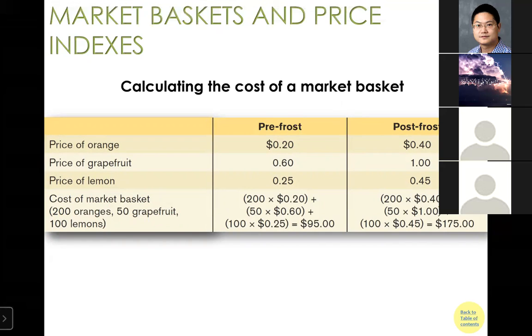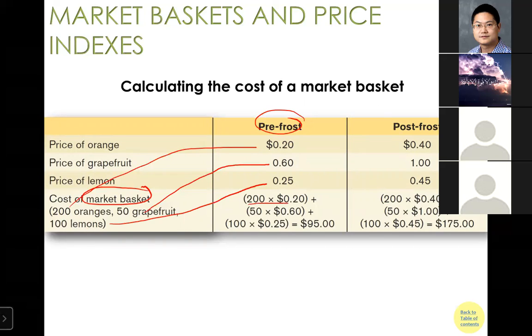Let's start with pre-frost. We just look at how much it costs to purchase this market basket. We use quantity times price: the quantity times the price, the quantity times the price, and the quantity times the price. That's just given right here: 200 times 20 cents, 50 times 60 cents, 100 times 25 cents. That gives you 95.